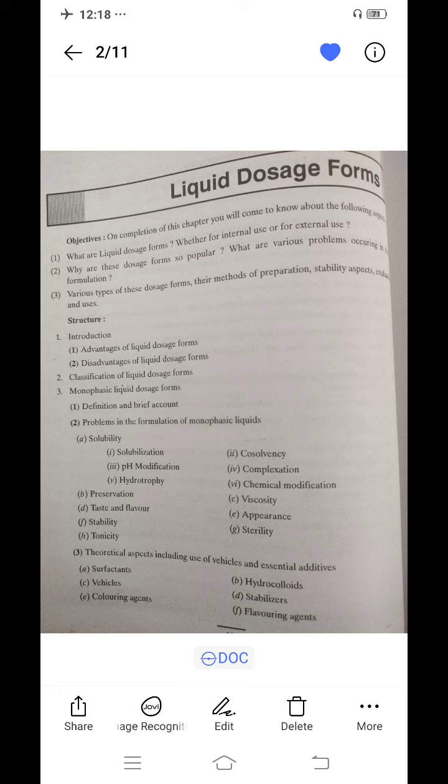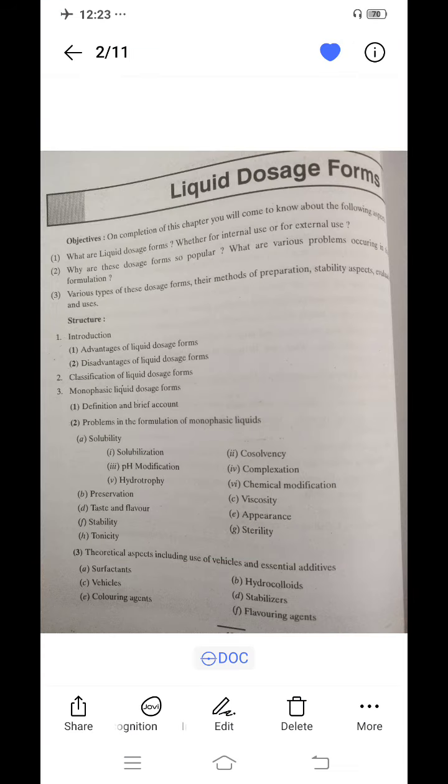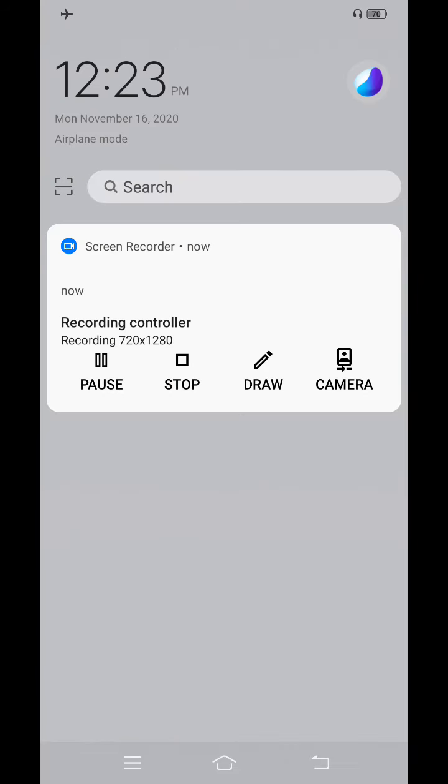So these agents must be tested for their incompatibilities with the drug and other additives in the formulation. So next we have is taste and flavor. These problems come only with the oral liquids.